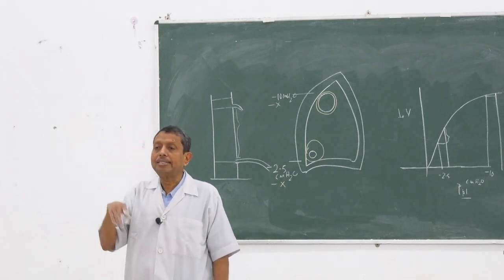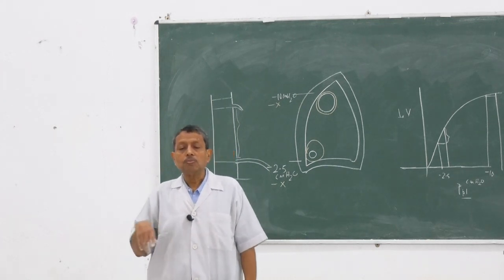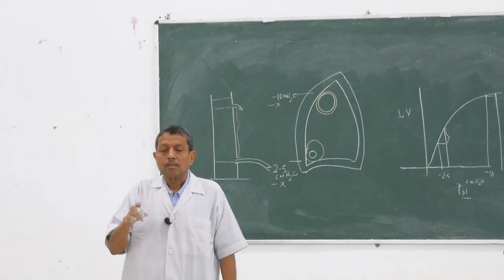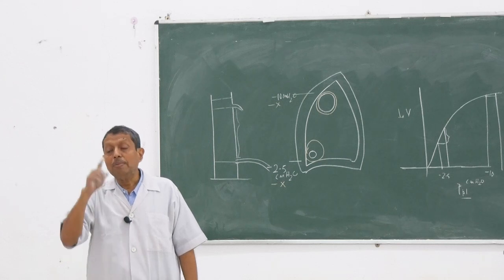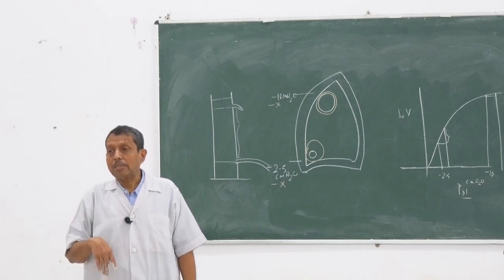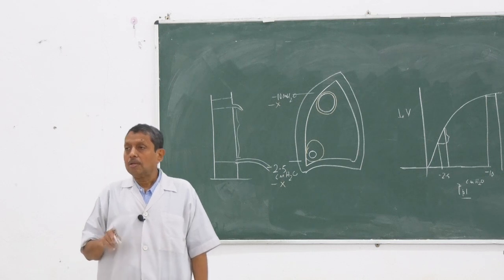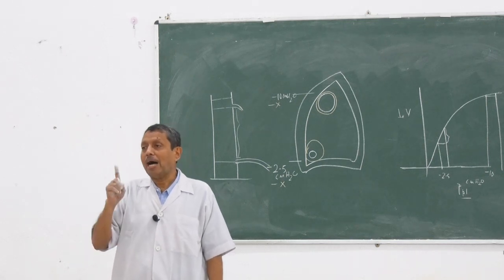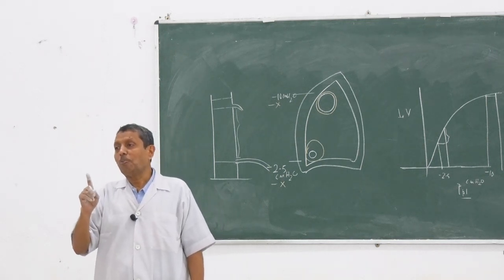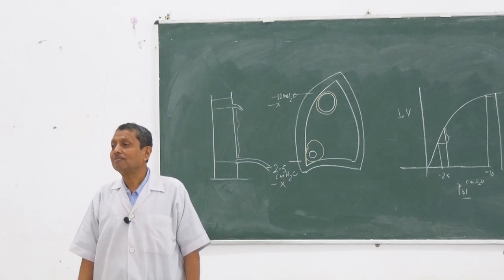1 centimeter height is equal to, then you will find out what is the millimeter of mercury. 0.77 millimeter of mercury for every centimeter. Every centimeter of height is equivalent to 0.77 millimeter of mercury.